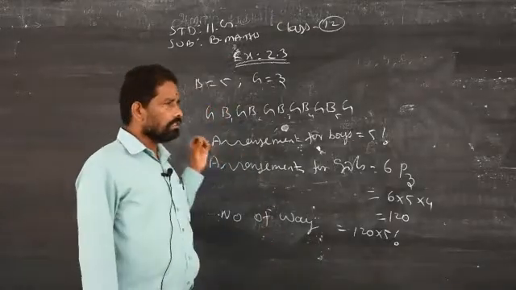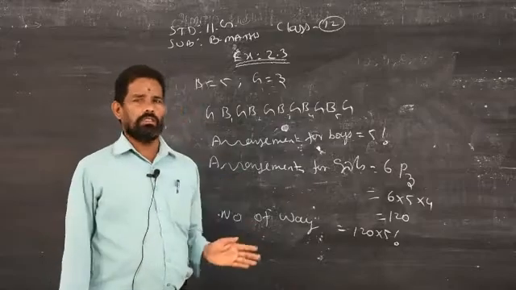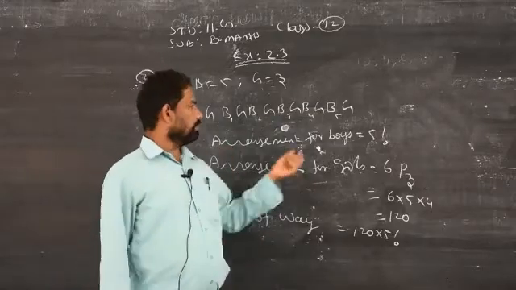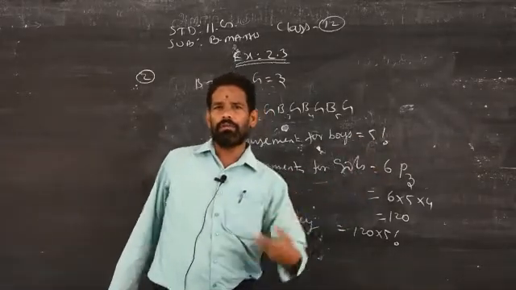Boy 1 has a chance to sit in all the 5 places. Boy 2 also has the same chance. Therefore, the arrangement for the boys is 5 factorial. Why am I using the factorial? Because each boy has an equal number of chances.